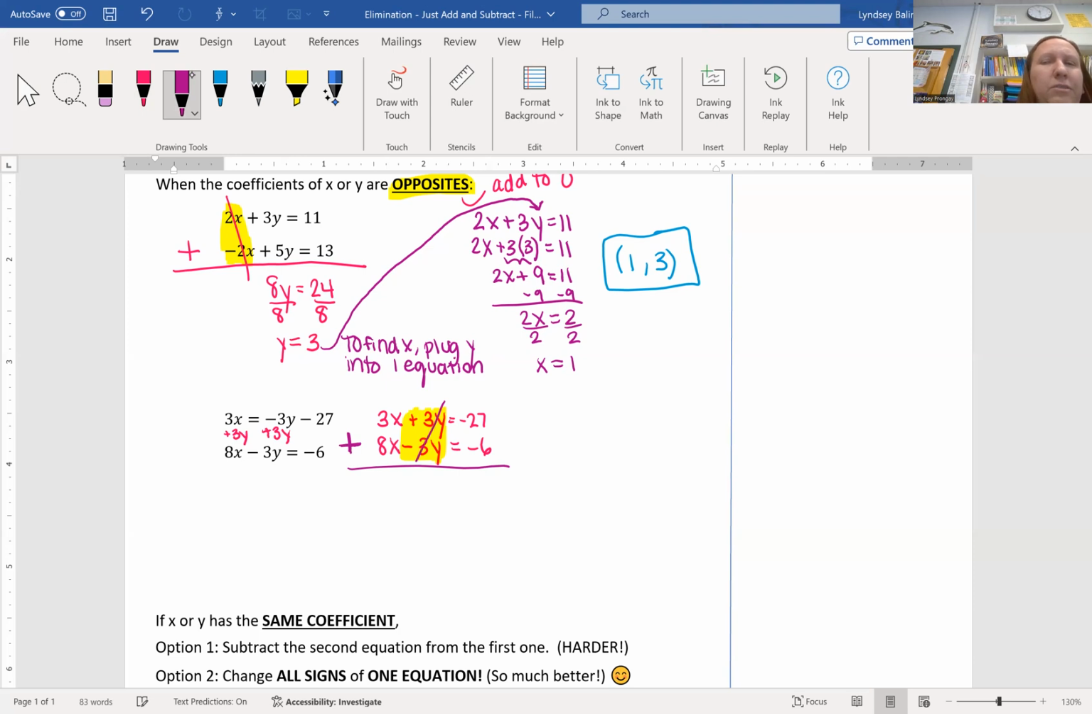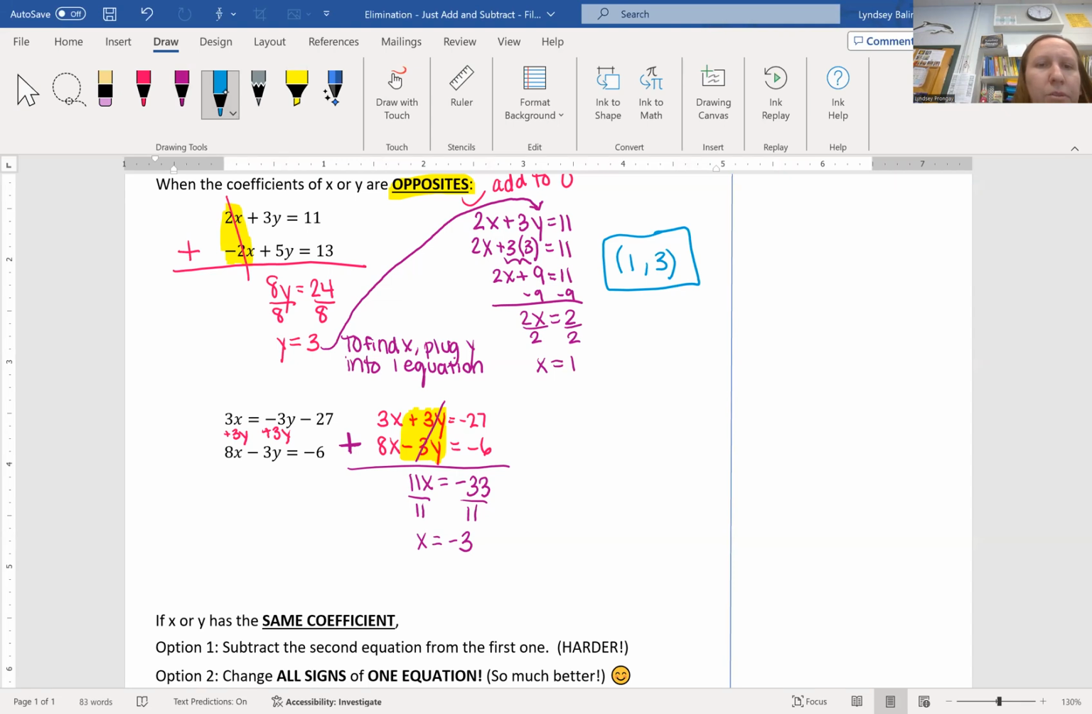which cancels out. Well, I shouldn't say cancel, but it makes my y's add to 0. So they are eliminated. 3x plus 8x is 11x. Negative 27 plus a negative 6 is a negative 33. I will say you have to be careful of your integer rules when doing this lesson. And then divide by 11, and x is negative 3.